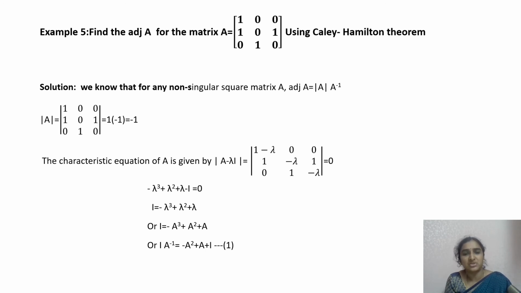The characteristic equation of A is given by determinant of A minus lambda I, which is equal to determinant of 1 minus lambda 0 0 1 minus lambda 1 0 1 minus lambda. Hence, we would be getting minus lambda cube plus lambda square plus lambda minus 1 is equal to 0 on the simplification of the determinant. Hence, on replacing lambda by A by Cayley-Hamilton theorem, we would get I is equal to minus A cube plus A square plus A. That is, A inverse is equal to minus A square plus A plus I.